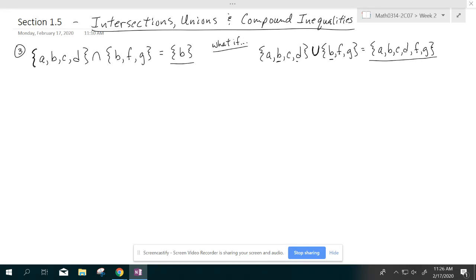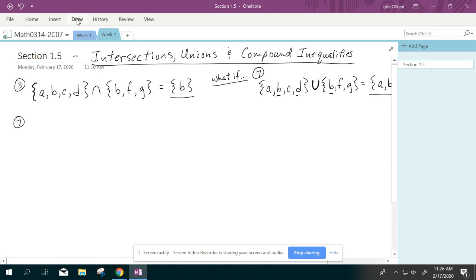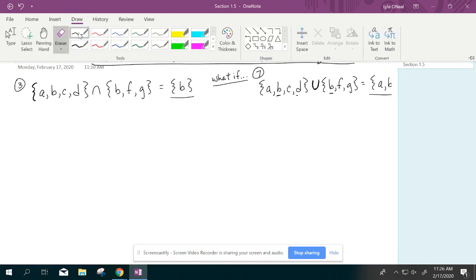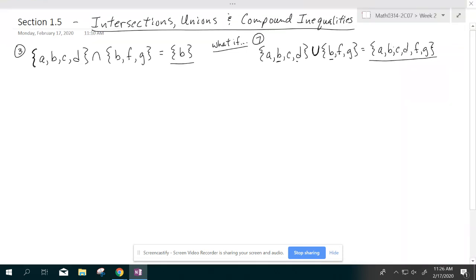Next problem, number 7. Oh, I'm so sorry. This was number 7. Huh. I thought I was doing a what if, and it was actually number 7. Okay, so much for number 7.